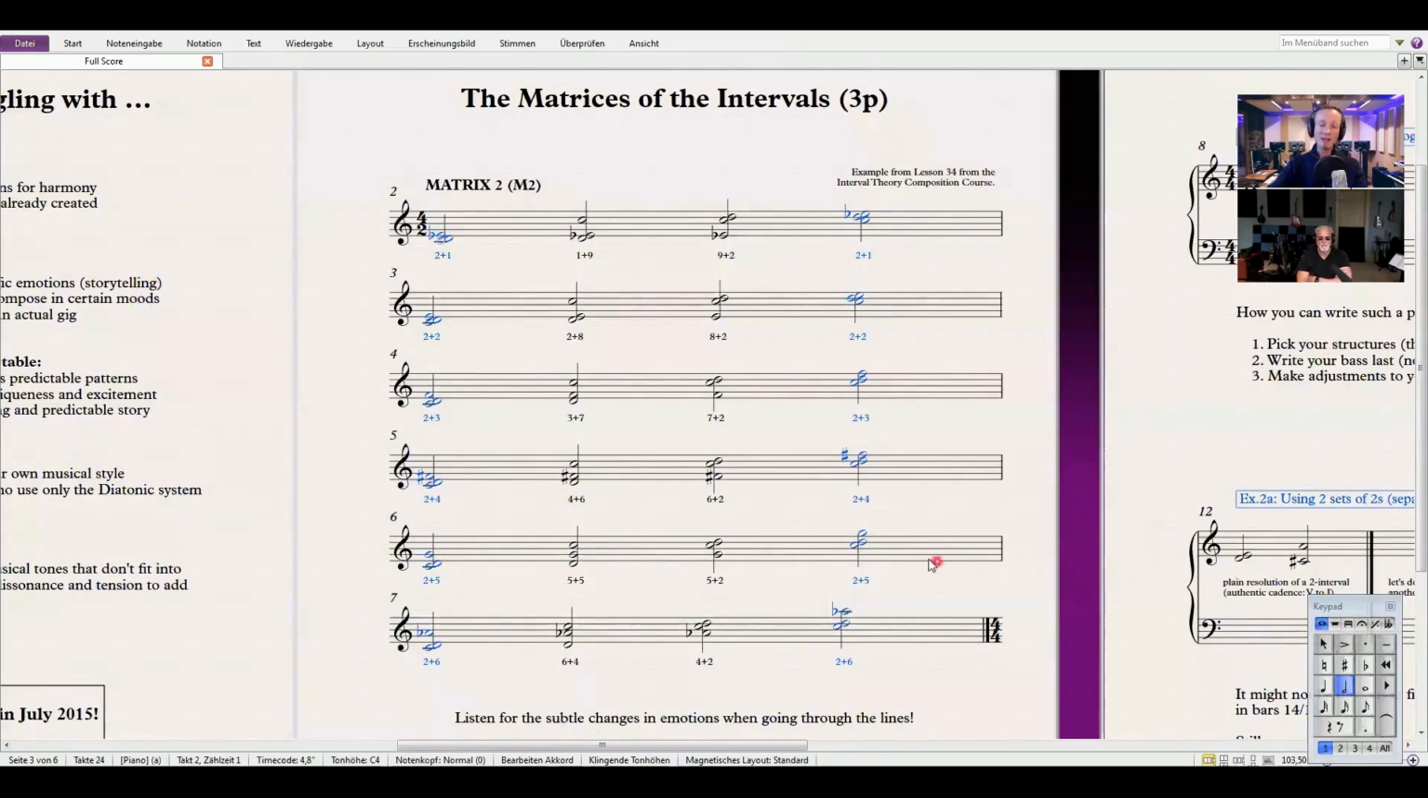And so on. I'm loving it because this already is inspirational. I'm telling you, life is great, and sometimes you simply need to change things up just a little bit. And interval theory can help you with that.